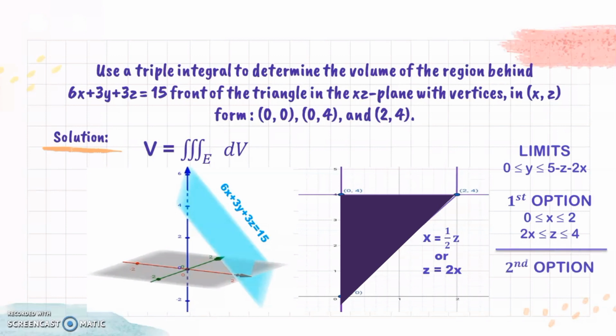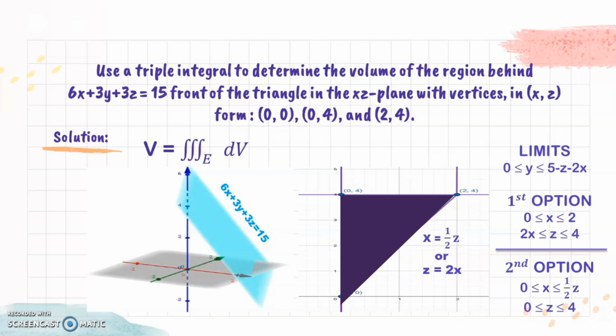Meanwhile, the limits of the second option for x is greater than or equal to 0 but less than or equal to 1/2 z, and z is greater than or equal to 0 but less than or equal to 4. Honestly, the order of integration does not really matter, since we will also arrive at the same answer given that the limits are correct.